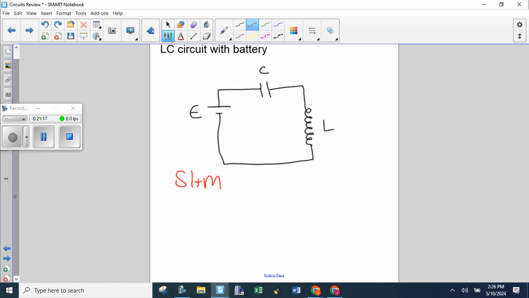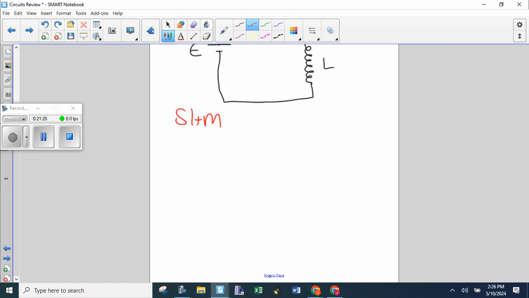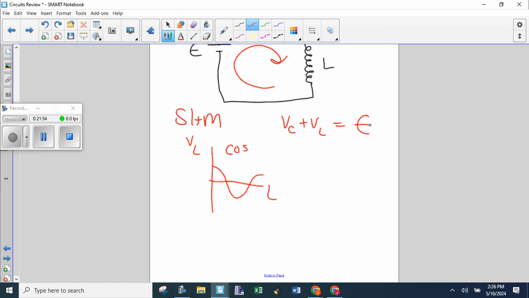Okay? The LC with a battery is interesting because the voltage on the inductor is going to be a cosine function. So the voltage on the inductor is going to be a cosine function for sure. Because remember, at t equals 0, all the voltage goes on the inductor, which is able to fight the battery, and it has to equal epsilon, right? The total voltage, though, just from a loop rule, the voltage of the capacitor and the voltage of the inductor has to equal the voltage of the battery, right? You have a giver and you've got two takers, so they have to add up to the voltage of the battery.